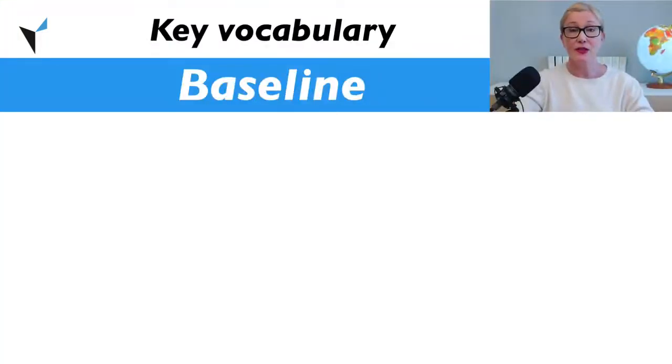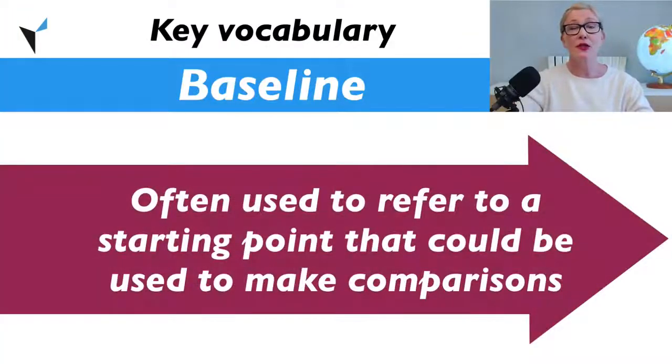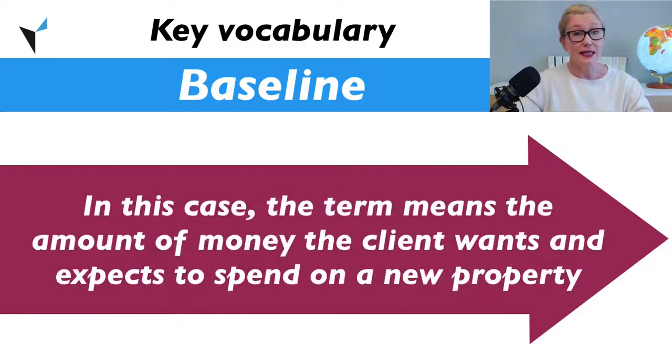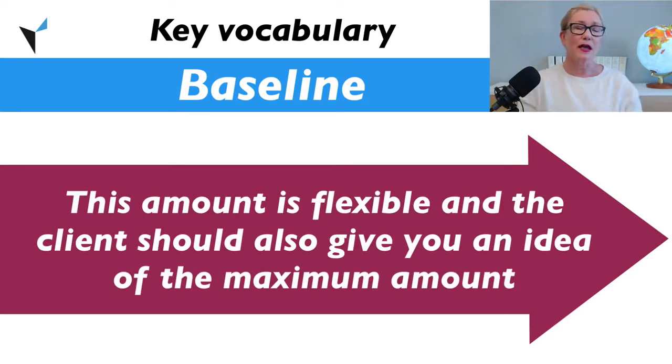Baseline. The term baseline is often used to refer to a starting point that can be used to make comparisons. Since we're using the word here to talk about your client's budget, in this case, the term baseline means the amount of money the client wants and expects to spend on their new property. Of course, this amount is flexible, and the client should also give you an idea of what the maximum amount is that they're willing to spend so that you can target properties in their price range.